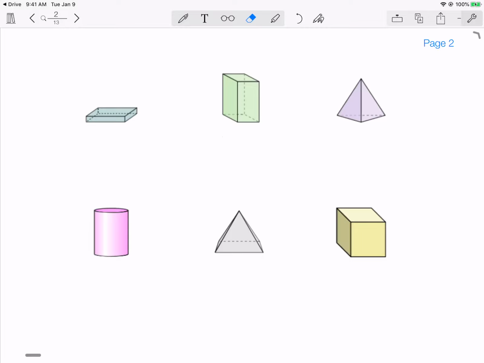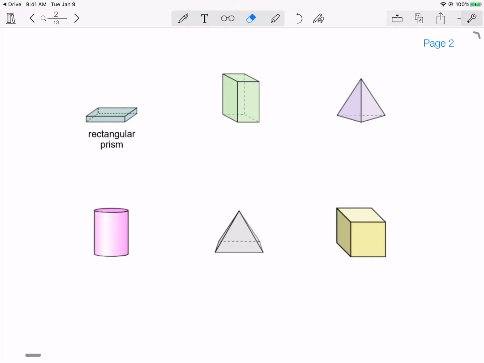Now, what is a base? We'll look at some examples to get an idea of what that means. So in this first one in the top left, I see that there's a big rectangle on the top and a big rectangle on the bottom. Because there's two of the same shape that are parallel to each other, two bases, this is going to be a prism. Prisms you want to think of almost as just a box. If it looks like a box, it's probably a prism. So this first one is what we call a rectangular prism.